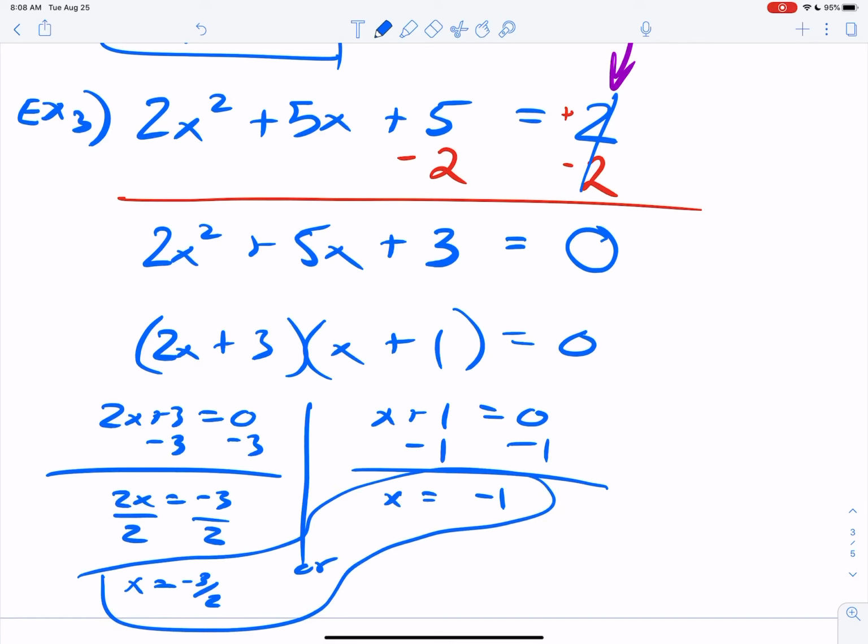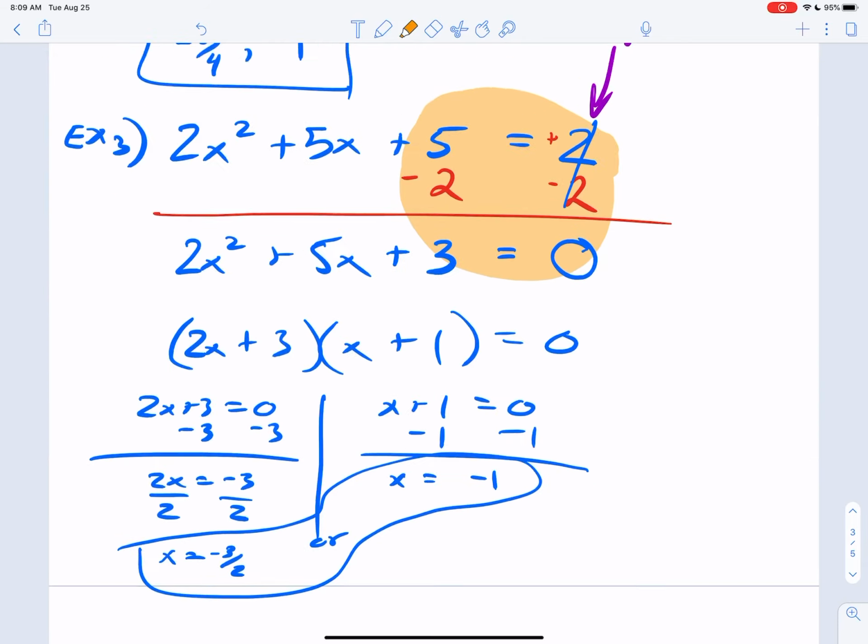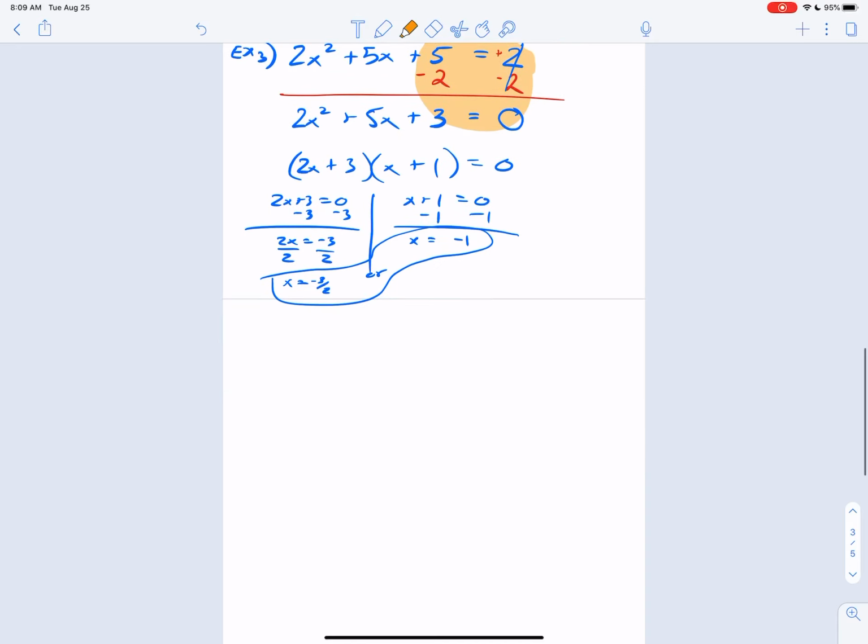Okay, so the big takeaway is this part right here. Whenever you don't have one side equal to 0, you've got to make it a 0, especially if you want to use the zero product property. There's no such thing as a 2 product property, okay? Okay, let's try a couple more.